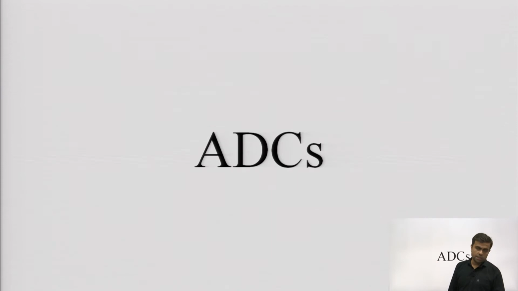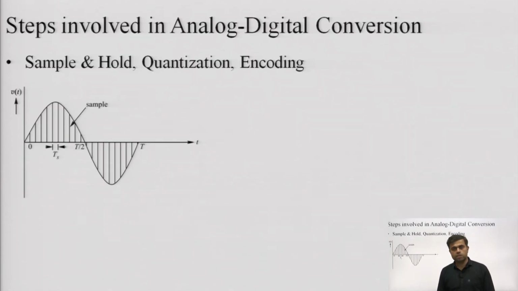Now let's proceed towards the ADCs. So A to D converters, as the name suggests, input will be the analog and output will be digital. So what are the basic steps involved in analog to digital conversion? These are the three steps. First step will be sample and hold, second step will be quantization, and third step will be encoding.